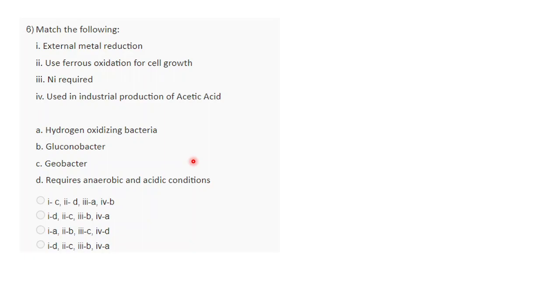Next question. Match the following. There are 4 in this category and 4 in the other category. What option do you think is correct? Anyone? You can try it. It's fine. You just unmute and try. We are all discussing over here, so it doesn't mean that you have to be right. Anyone?